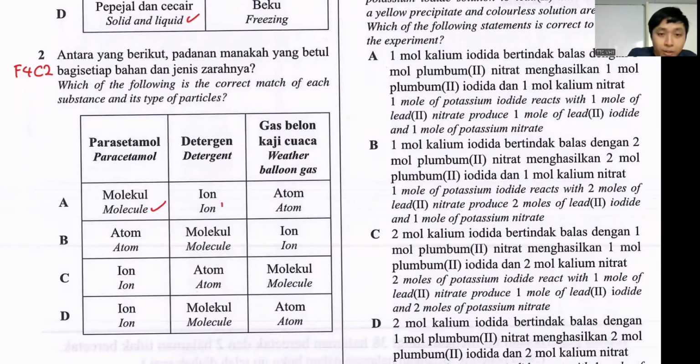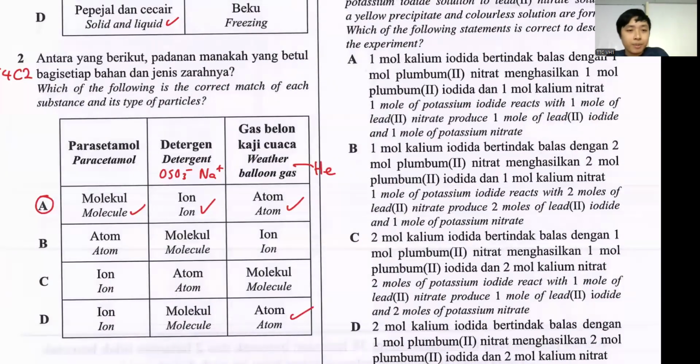Detergent normally is ion, because it has charge. I told you, you learn detergent has a hydrophilic head, so you have SO3 negative and Na plus. So it contains ions, contains charge. Weather balloon gas is talking about the function of helium, group 18, which is an atom. So the only answer should be A.